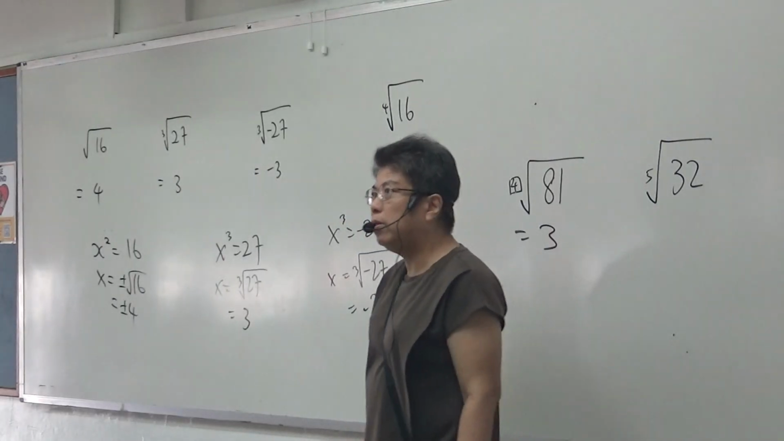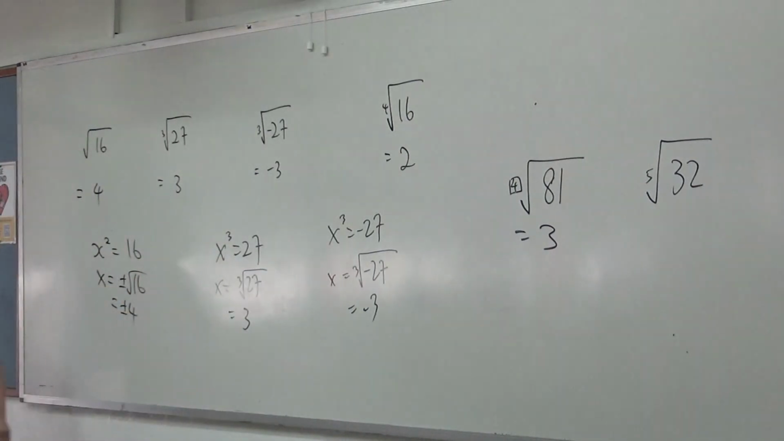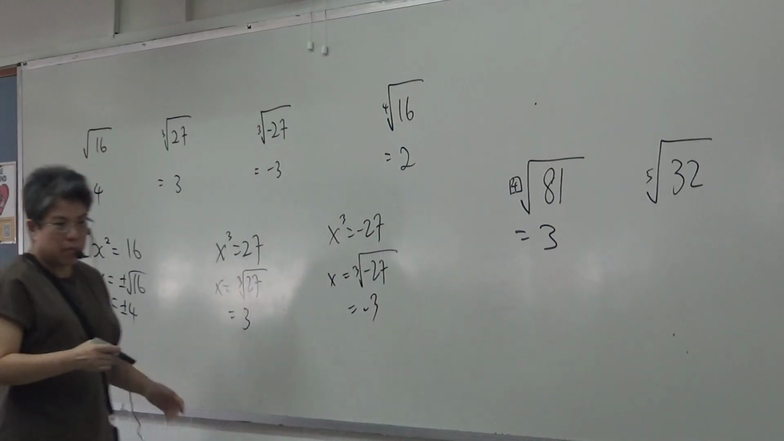Okay, now why do I want to bring this up? Because when students solve a cube root, they also go and put plus minus, which is wrong. You only put plus minus when you are taking an even root. Do you understand? Because there are 2 possibilities. If it's an odd root, there's only one answer. There's no plus minus for a cube root. Understand? There's only one answer. Follow?